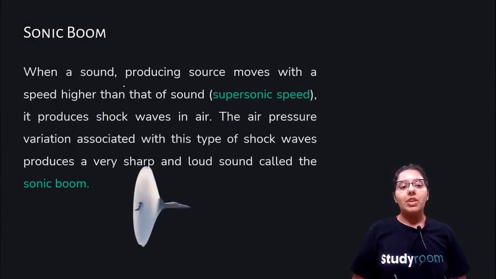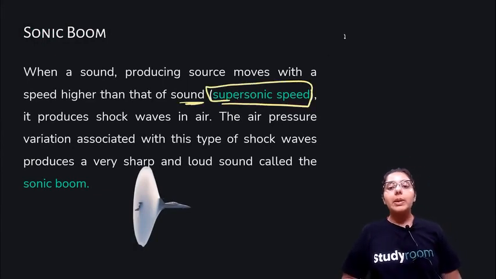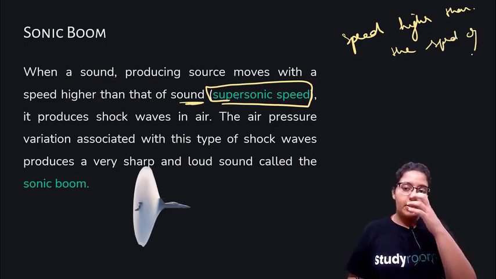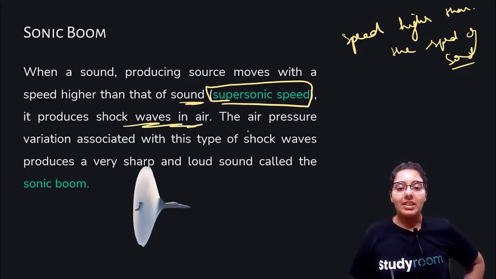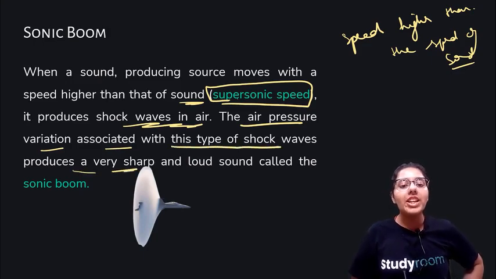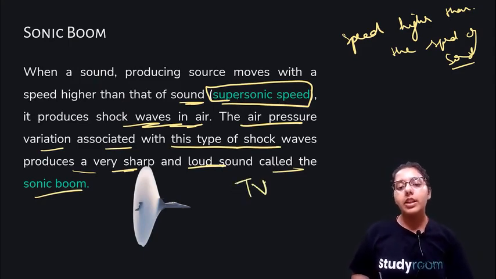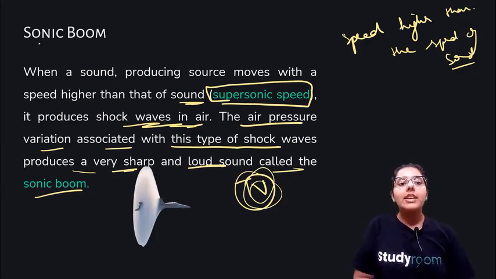So, sonic boom. When a sound producing source moves with a speed higher than that of sound, that is a supersonic speed. Your speed is higher than the speed of sound, right? So it is a supersonic speed. It produces shock waves in air. The air pressure variations associated with this type of shock waves produce a very sharp and loud sound called the sonic boom. So have you seen your TV radars, right? Your dish TVs and all, they work on sonic boom.